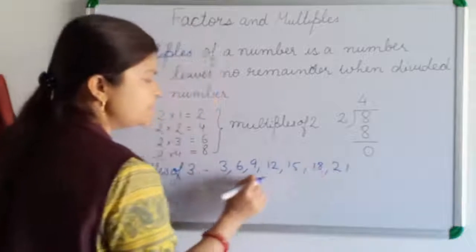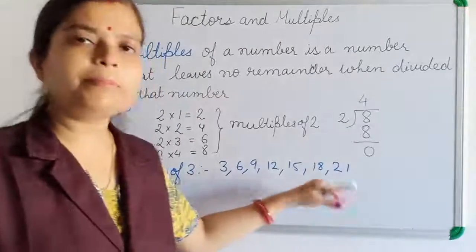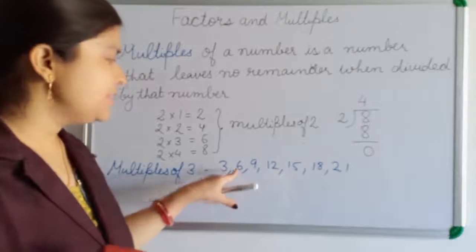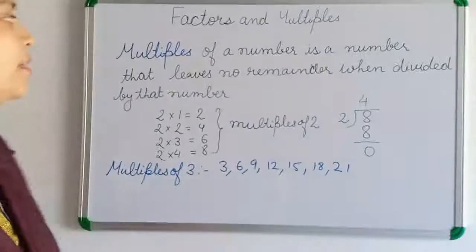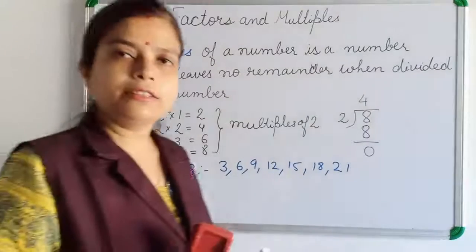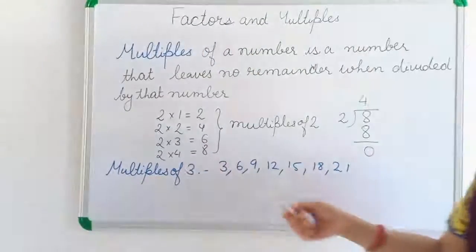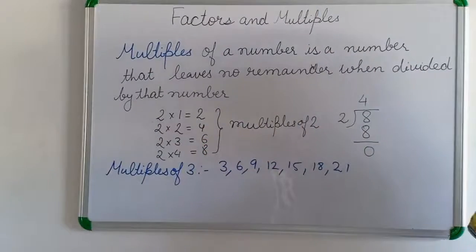So all these numbers are multiples of 3. When we divide these numbers by 3, it leaves no remainder. So all these numbers 3, 6, 9, 12, 15, 18, 21 are the multiples of 3. Similarly, you can also write the multiples of 4. In the same way, when we multiply the number by 1, 2, 3, 4 and so on, we get the multiples of that number.